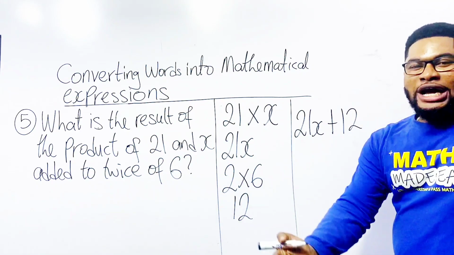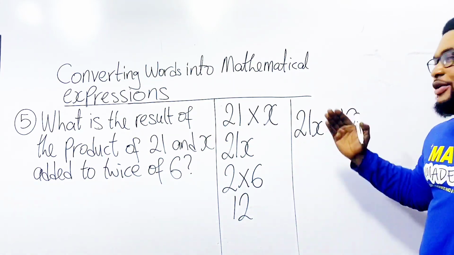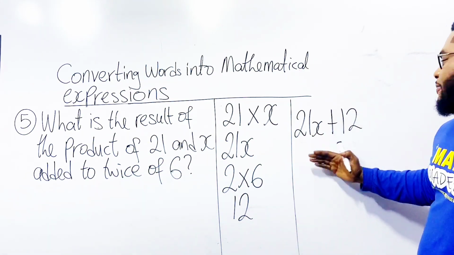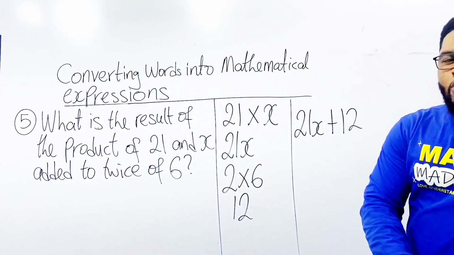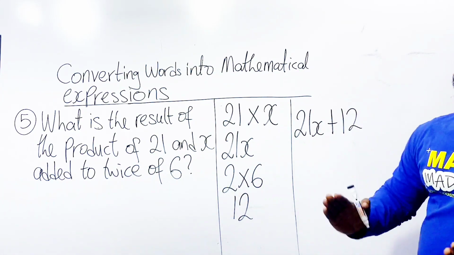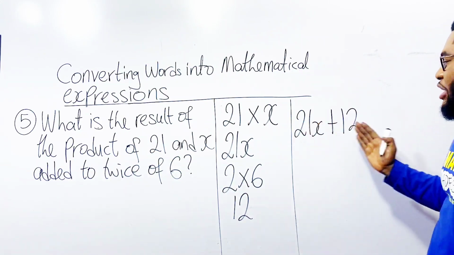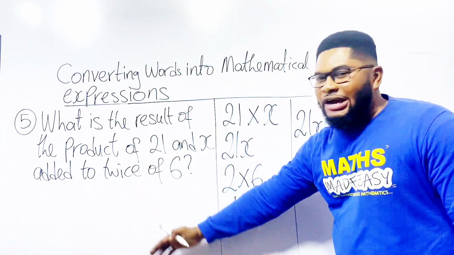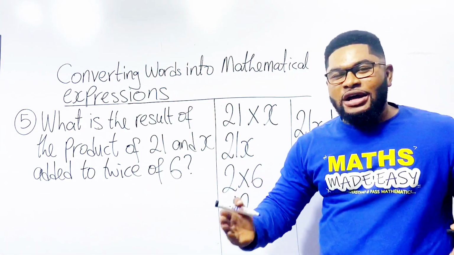And you all know that these are not like terms. There is a variable attached to 21, no variable on 12. So 21x plus 12 will remain 21x plus 12, since they are not like terms. So ladies and gentlemen, lovely people, this will become the final answer for this.